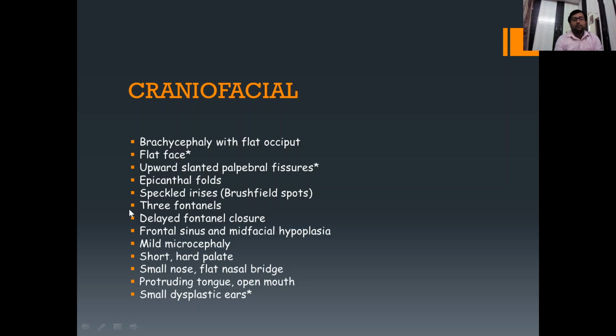Three fontanelles can be found in newborns. Generally, the posterior fontanelle is open in the newborn. Delayed fontanelle closure is there. Frontal sinus and midfacial hypoplasia is there. There can be mild microcephaly and a short hard palate. A small nose and flat nasal bridge, and protruding tongue and open mouth. These, protruding tongue and open mouth, are also seen in hypothyroidism, and small dysplastic ears.